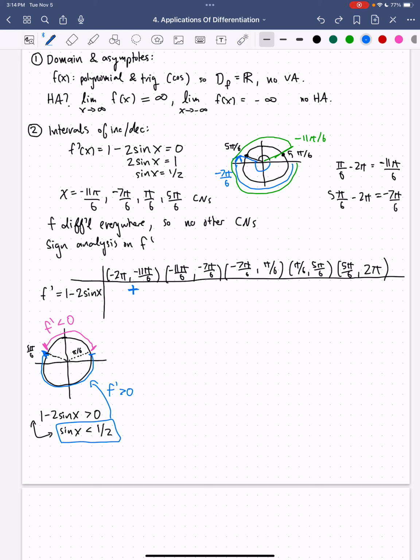But yeah, this corresponds to this part here. Then we've got negative 11 pi over 6 to negative 7 pi over 6. So this is negative 11 pi over 6. And then to negative 7 pi over 6, that's exactly this part here, where we saw that f prime is negative.